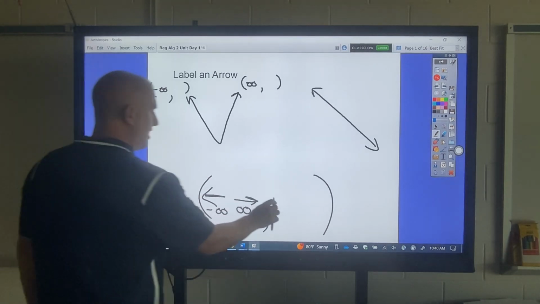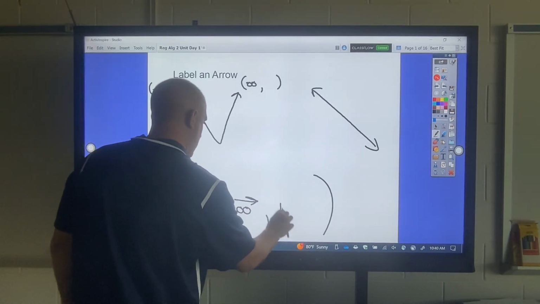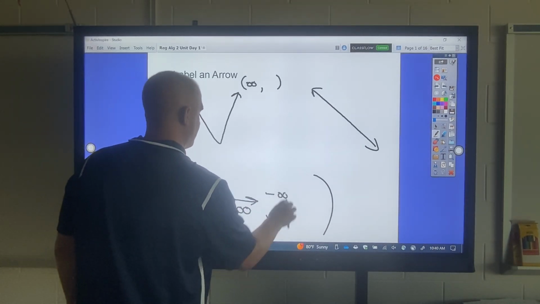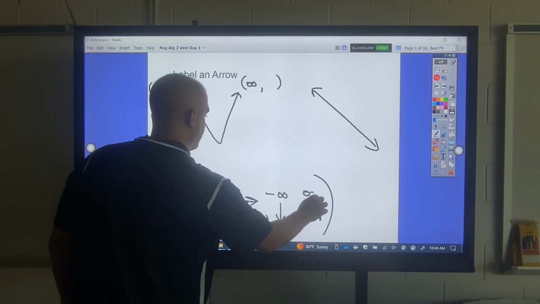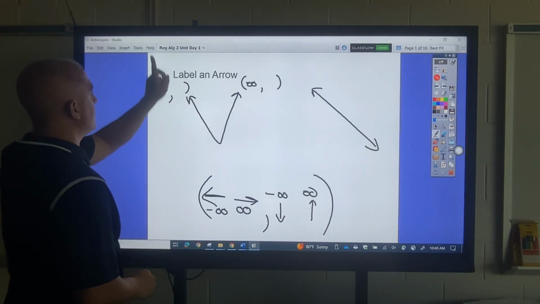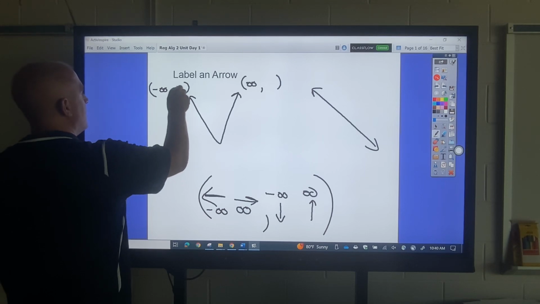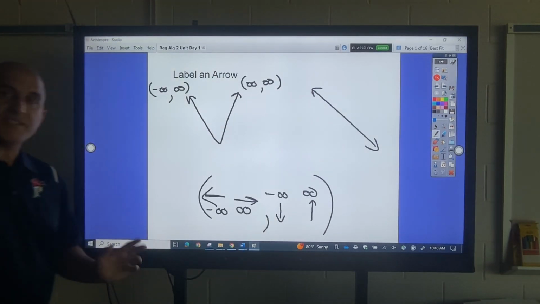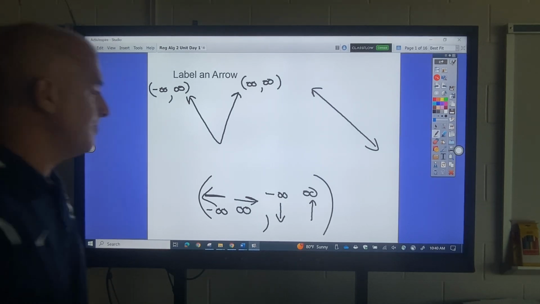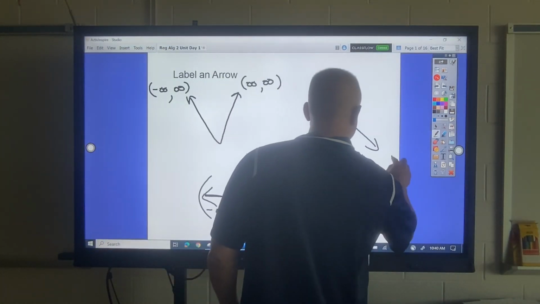Now, the second coordinate, if the arrow is pointing down, it's negative infinity. If that arrow is pointing up, it's going to be positive infinity. So this arrow is pointing up, so this is positive infinity. This arrow is pointing up, so it is also positive infinity. And that's how you label an arrow, okay? Now, let's look at these.